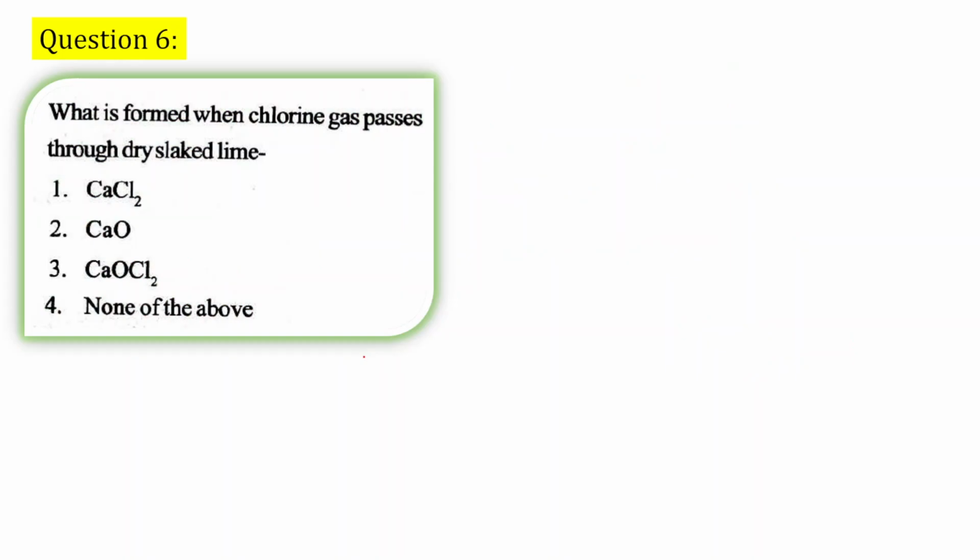Question 6. What is going to be formed when chlorine gas is passed through dry slaked lime? We know slaked lime is calcium hydroxide. This is generally formed when quicklime is mixed with water. Quicklime is calcium oxide, right? When calcium oxide is treated with water, it forms calcium hydroxide. This calcium hydroxide will be in the form of a suspension. If we filter it, we get dry slaked lime. The aqueous solution is called lime water, and this calcium hydroxide is what we call slaked lime in dry form.